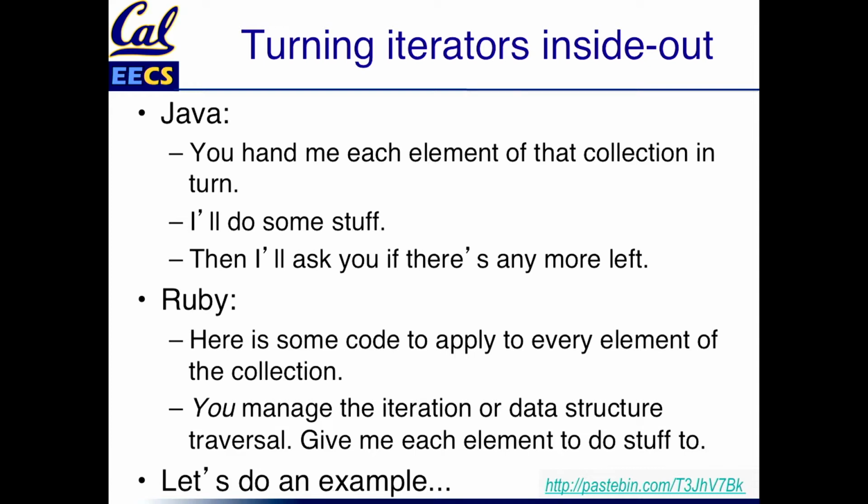In Java, you say, you hand me every element of the collection, I'll do something to the element, and then I'll ask you if there's any more elements left. Whereas in Ruby, you go the other way around. You say, here's the thing that I want to do to each element of the collection. You, the data structure, you go ahead and manage the collection so that you can give me each element as needed, and I'm not worried about that part. So let's do a real example of this to show how it would work.